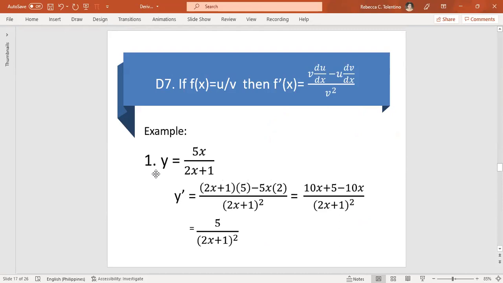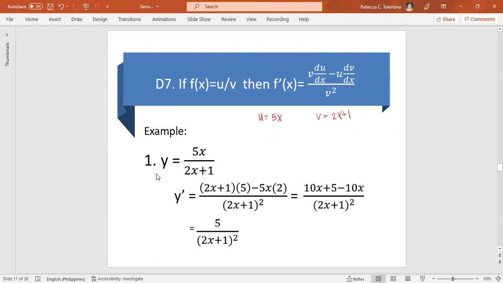So in the example, we have y equals 5x over 2x + 1. So that means in this example, our u is 5x, the term in the numerator. Our v is 2x + 1. So that's what you see in the denominator.